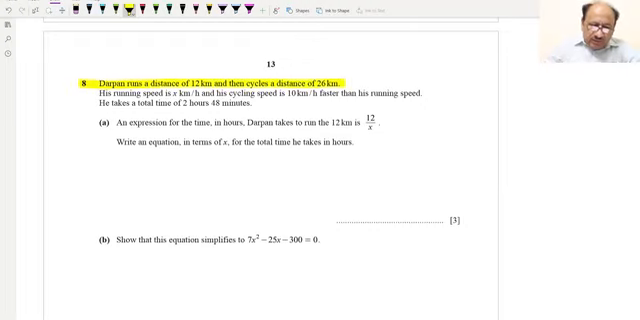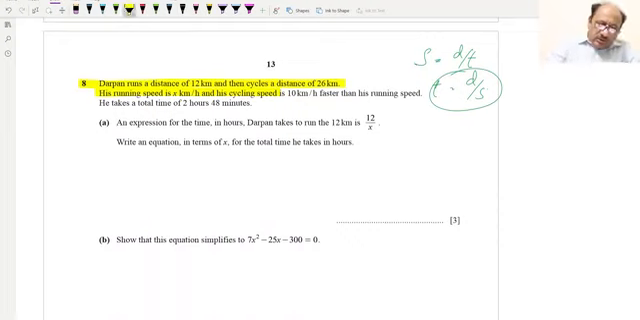a distance of 12 kilometers and then cycles a distance of 26 kilometers. His running speed is... basically we are talking about speed, distance and time. So speed is equal to distance over time, and time will be equal to distance over speed. This is the formula which we'll have to keep in mind. His cycling speed is 10 kilometers per hour faster than his running speed. It takes a total time of 2 hours and 48 minutes.